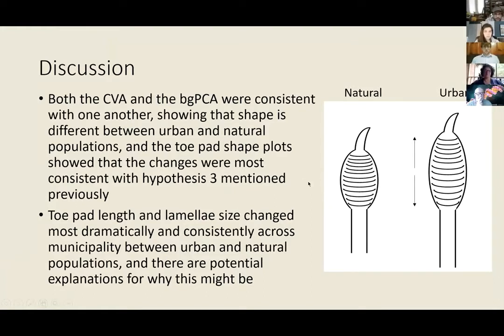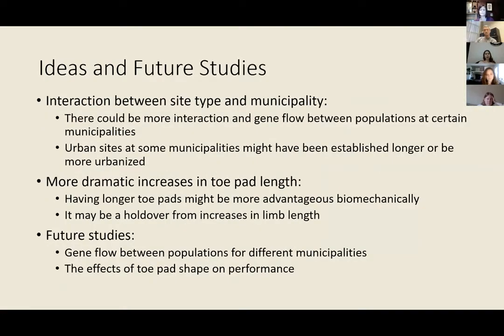And the changes were most consistent with hypothesis 3, which I demonstrated again over here. They're increasing more in length. And the linear measurement supported that as well. Toe pad length and lamellae size changed most dramatically and consistently across municipality between urban and natural populations. Some reasons for the interaction could be there's more interaction and gene flow between populations at certain municipalities. Urban sites at some municipalities might have been established longer or just more urbanized.